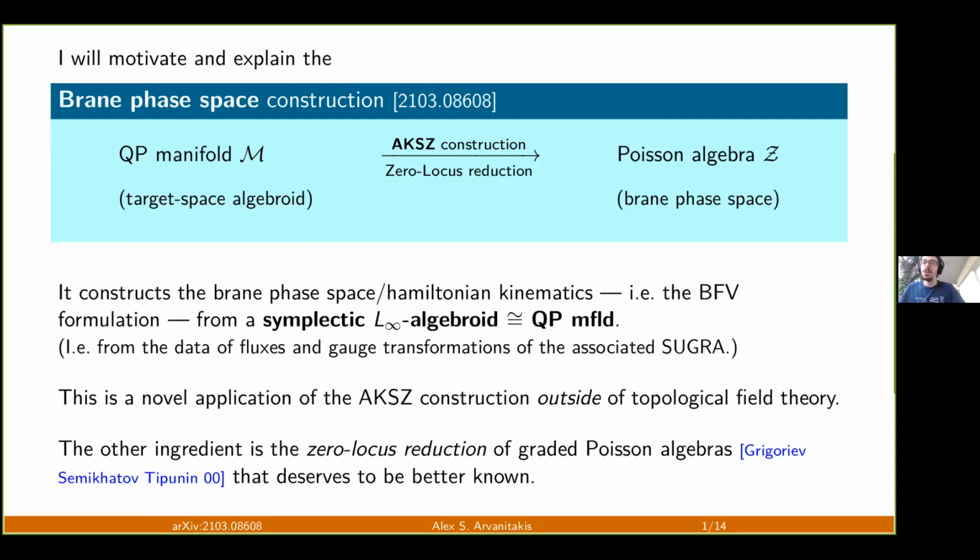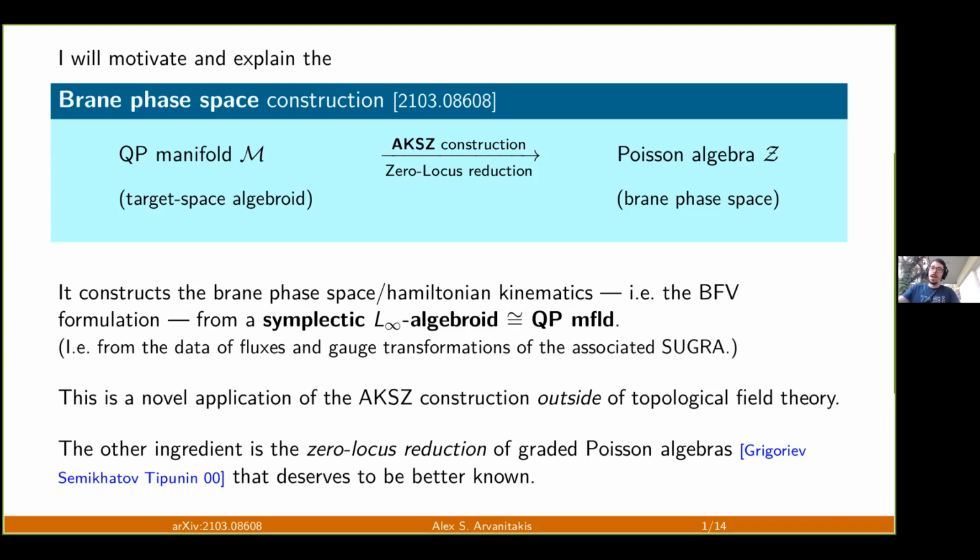These are also called symplectic L-infinity algebroids. Some of you might like that name better. And physically, that data encodes the fluxes and the gauge transformations of the supergravity theory that describes the background where the brane is propagating.